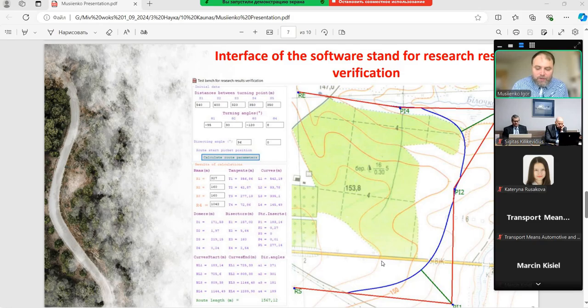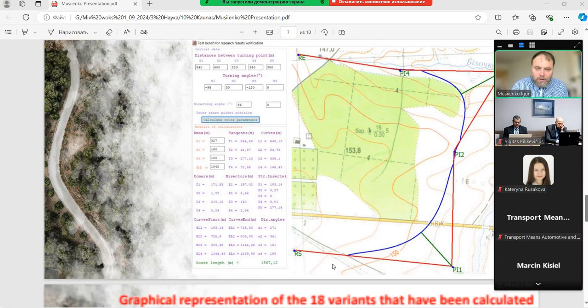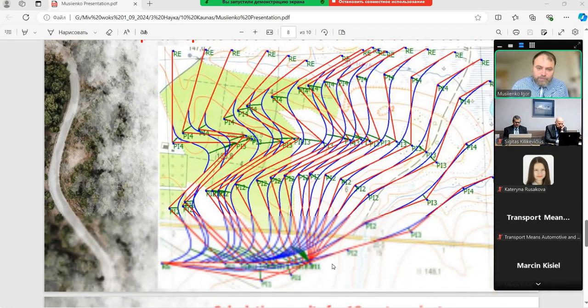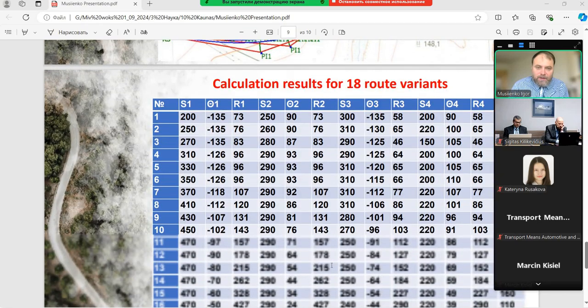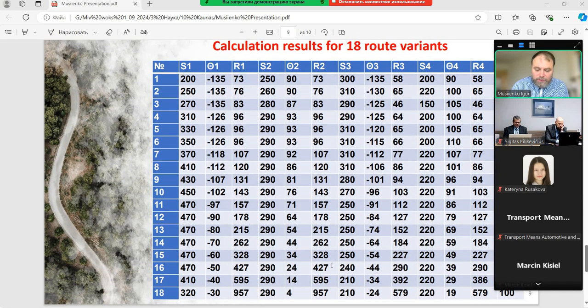The curves may not be smooth enough, but mathematically everything is correct. We've played a lot with this stand, and it's really interesting. Each route has maximum radii inscribed in it. The numerical characteristics of the previous routes are summarized in the table.